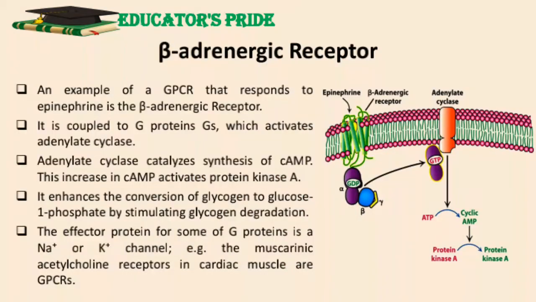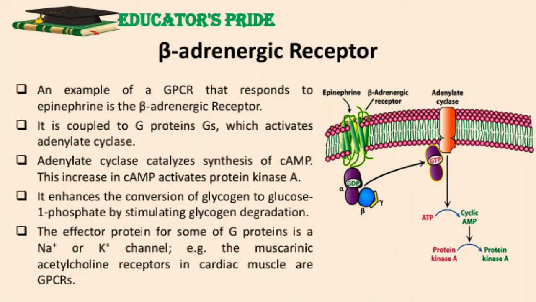Now, the beta adrenergic receptor, an example of a G protein coupled receptor. The best studied example of a GPCR that responds to epinephrine is the beta adrenergic receptor. The beta adrenergic receptor is coupled to the G protein GS, which activates adenylate cyclase. Once activated, adenylate cyclase catalyzes synthesis of cyclic AMP.